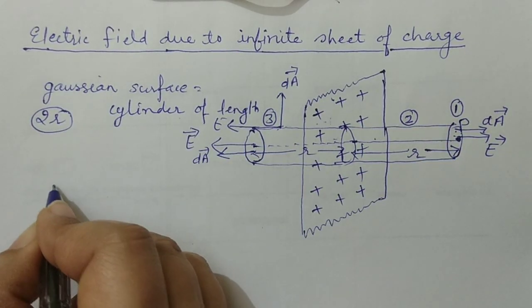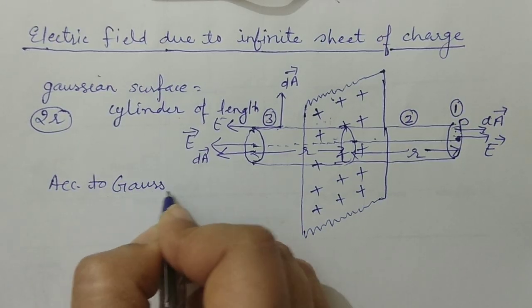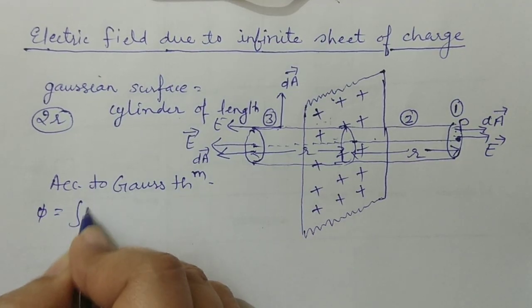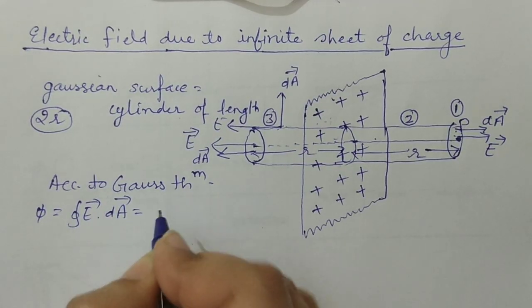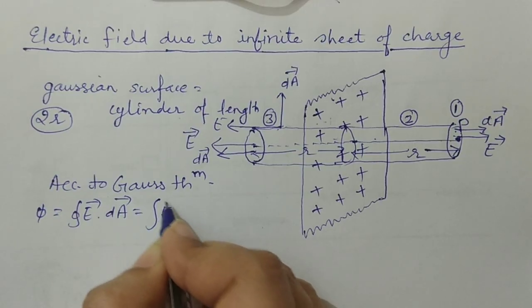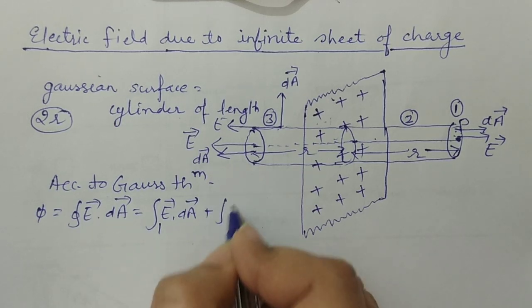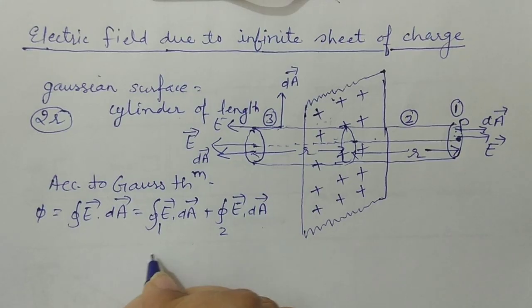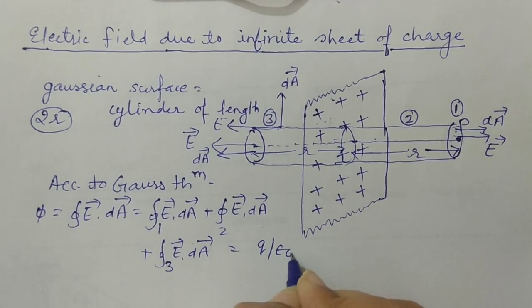Now we apply Gauss theorem. According to Gauss theorem, we can say flux is equal to E dot dA surface integral. So this will be the part 1 plus part 2 plus integration for the third surface 3 equals to Q upon epsilon naught.